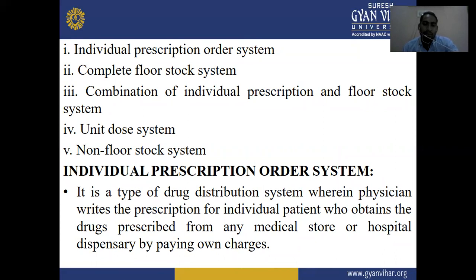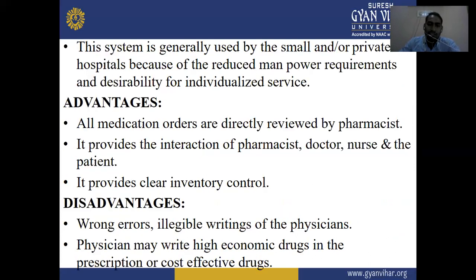In the individual prescription order system, doctors prescribe the medicines for individual patients. Doctors write the prescription for individual patients. Then patients obtain the drugs prescribed from a medical store or hospital dispensary, paying the charges after obtaining the drugs.